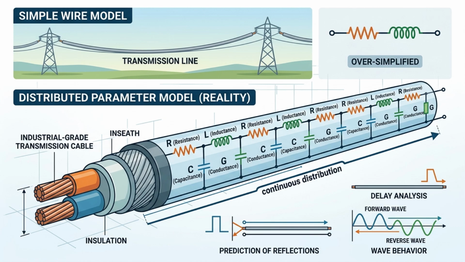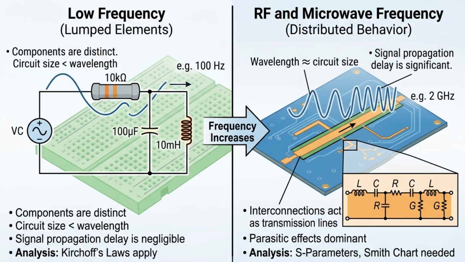Rather than representing a cable as a simple wire, engineers model it as a continuous distribution of resistance, inductance, capacitance, and conductance along its entire length. This allows accurate prediction of reflections, delays, and wave behavior. As frequency increases, more systems begin to exhibit distributed behavior. Circuits that appear simple at low frequencies may require completely different analysis methods at RF and microwave frequencies because signal propagation becomes a dominant factor.